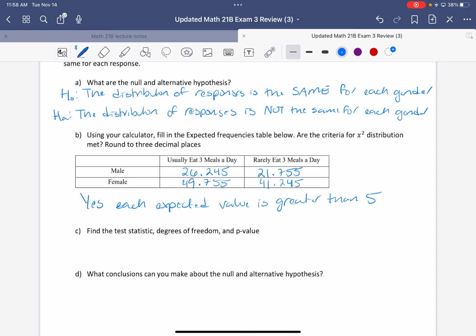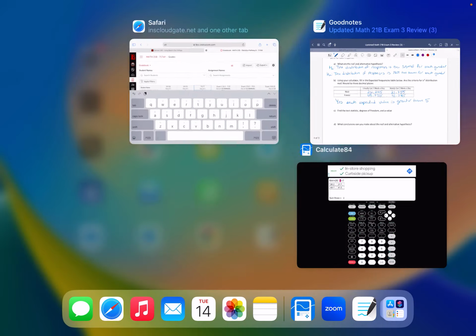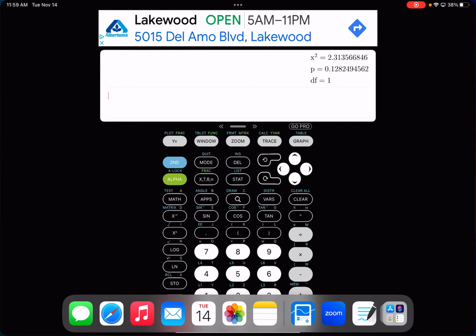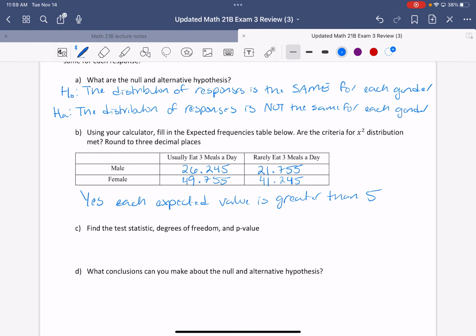Then what is the test statistic, degrees of freedom, p-value? Again, that is all from our calculator. We had already found that here. I'm just going to round them to 3 decimal places. So the chi-square test statistic, I got 2.314. Degrees of freedom is 1. And the p-value was 0.128.